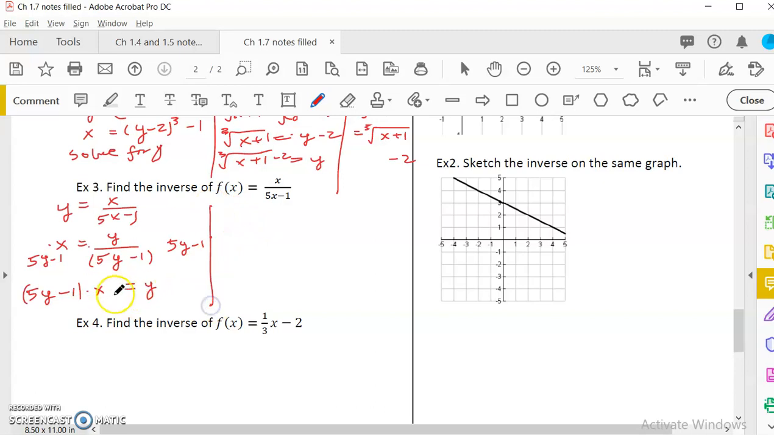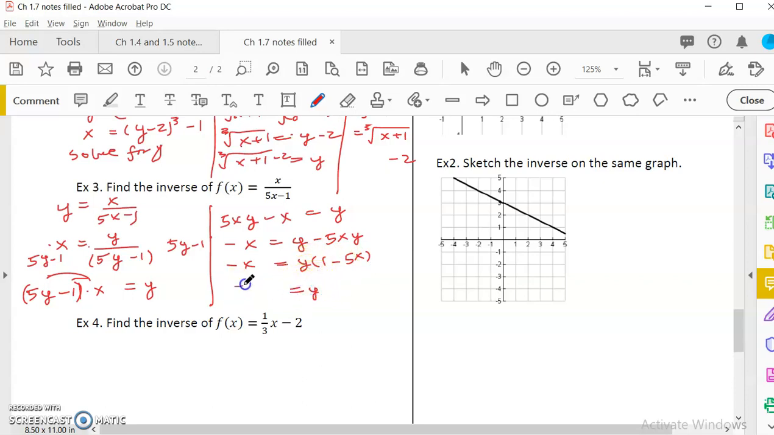Now this is not the answer, because I have to make all the y on one side. So first is distribute. So I have 5xy minus x is equal to y. I want to move everything to this side. So negative x left over, y minus 5xy. Now I have all the y terms on one side. Because they're all y terms, I can factor: y times 1 minus 5x. So I factor the y out, so I only have one y now.